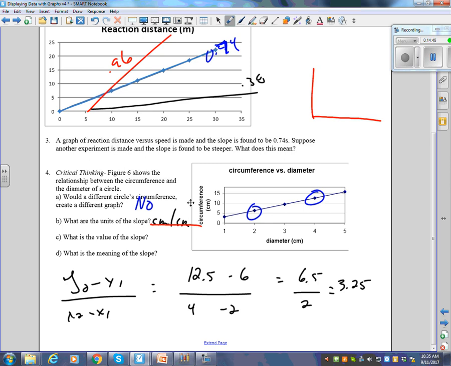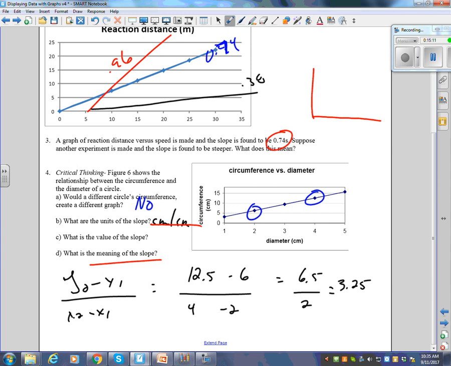Now, D is the big daddy question of the day. What is the meaning of the slope? What does the slope tell us? Because up here the slope was 0.74. The slope told us the reaction time, measured in seconds, Jason. The reaction time. It's okay to be wrong, Jason. You're learning, man. Don't worry about it.